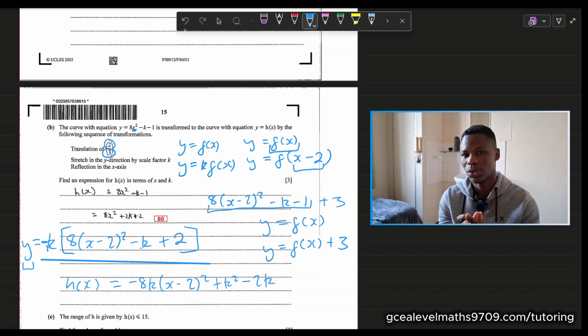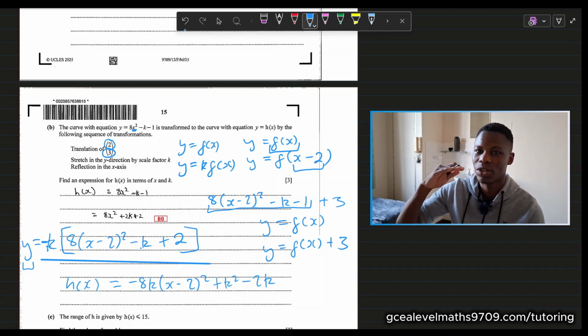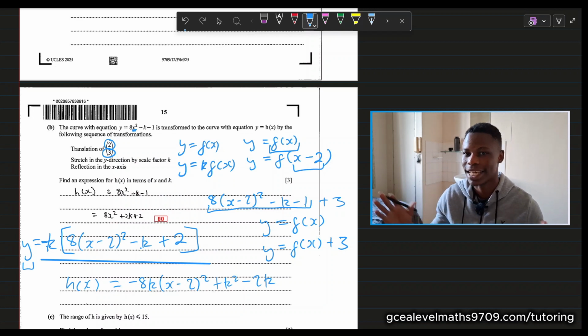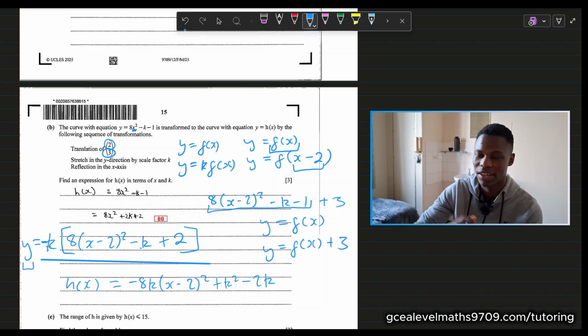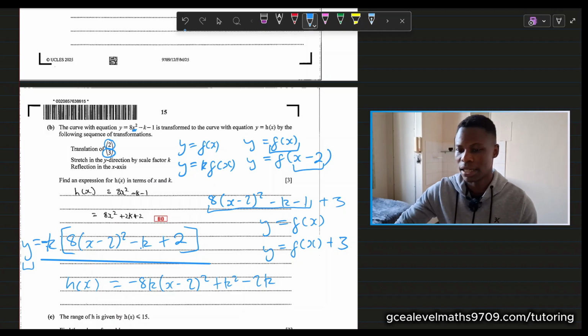So you want to understand, for transformations, understand the individual transformations first. And then once you understand those, learn how to apply each individual transformation step by step. And that's how you get comfortable with dealing with these combined transformations. It's just taking the single transformations and then combining them into one.